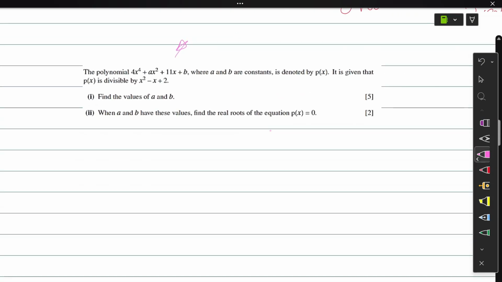Here we go. Now this is a good question. This is the same question again. Is it? It's the same thing, but I'm going to do it because this has a little different part to it. So the polynomial, where a and b are constants, is denoted by p of x. It is given that p of x is divisible by this. Find the values of a and b.